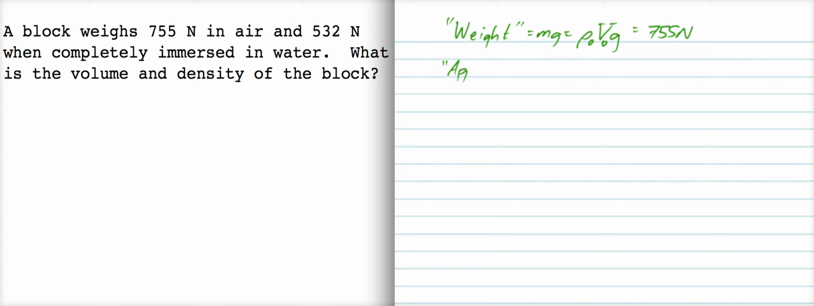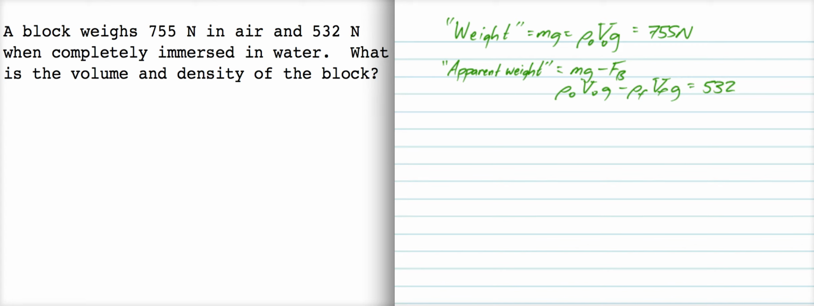We also call that the apparent weight, which is just the gravity minus the buoyant force, right? Like your apparent weight in water, for example, is 0, and that's because your gravity is equal to the buoyant force. So that's rho of the object times the volume of the object times g minus the density of the fluid displaced times the volume of the fluid displaced times g. That's equal to 532.